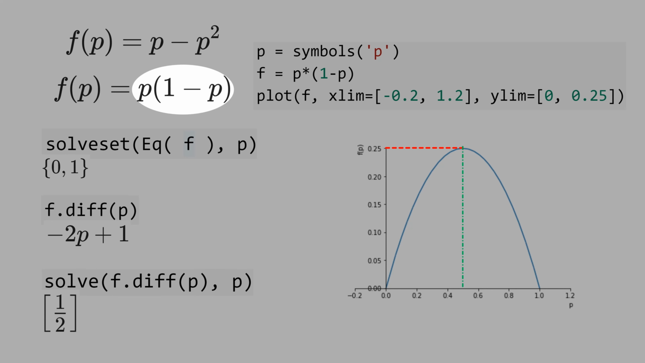This expression is the variance of p. That means the variance is at its maximum when p is equal to half. And this maximum is 0.25.